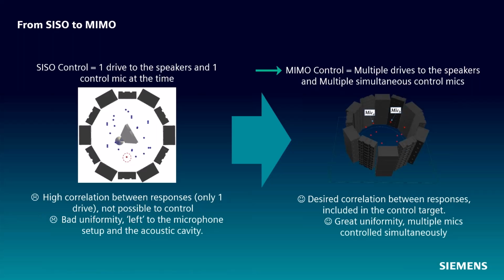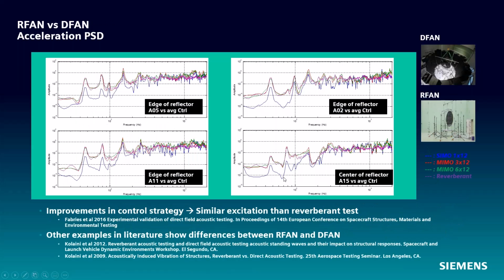Now, MIMO control is a much better option for DFAN testing. MIMO stands for multiple input, multiple output. You have a number of different drives that the controller can adjust that go out to the speaker stack. So you get the correlation that you want between the responses and not uncontrollable correlation. And as a result, you get great uniformity, and you use all these microphones controlled simultaneously.